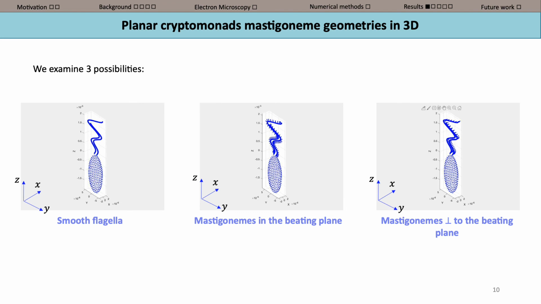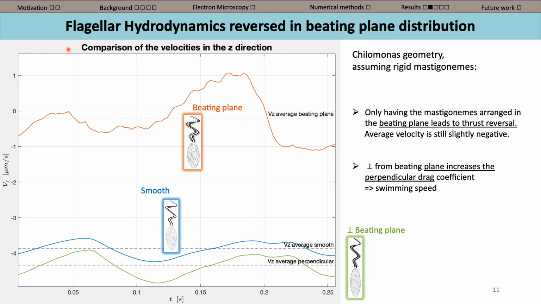So we compared three cases: having no Mastigonemes, so smooth flagella that are beating in the YZ plane; having Mastigonemes that are resolved in the beating plane, so one row on each flagellum in the YZ plane; or having the Mastigonemes perpendicular to this beating plane, so in the XZ plane. We then obtained the velocity in the Z direction for our three cases.